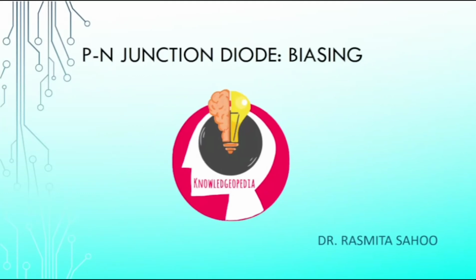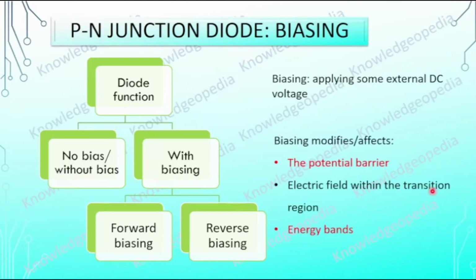Hello guys, today we'll continue our discussion on PN junction diode and its biasing. This is what we have discussed in the last video. The PN junction functions under two different conditions. One is no bias, or without bias, and the second one is with biasing. We have already discussed the first condition in the previous video. Today we'll be discussing with biasing.